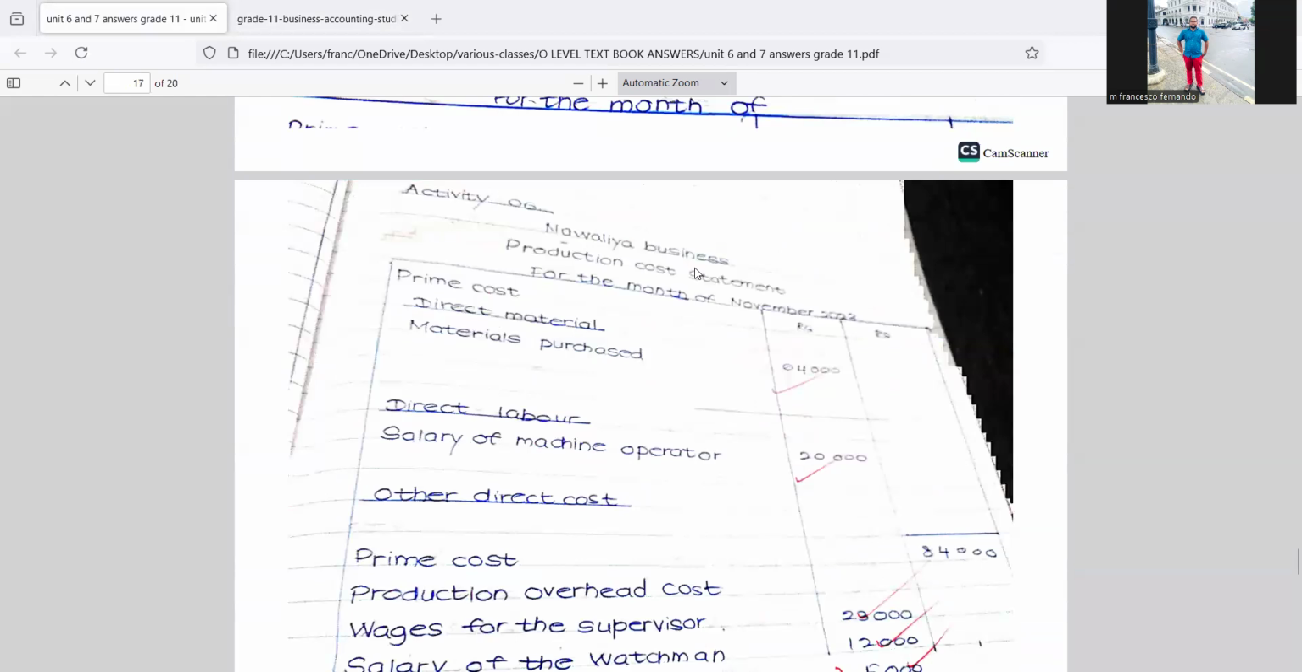And it's a must to write the name of the business at the top, the name of the statement, and the month. Similar thing for lesson number 5 as well. For the adjustments also, you have to write the name of the business, name of the format, and the period correctly. So if it is a profit or loss statement, you must write for the year ending. If it is a statement of financial position, you must write as at for the period.